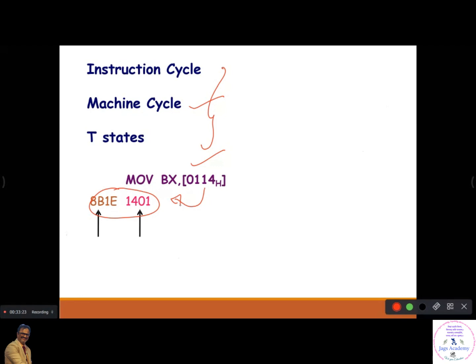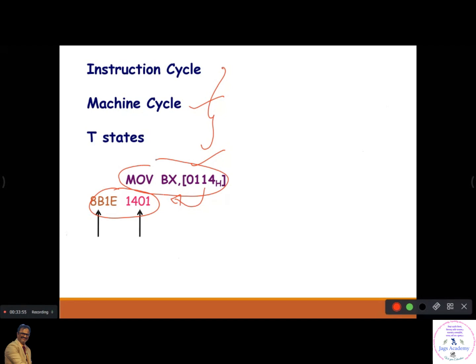It has to read the data from the memory, from the offset 0114. It is also then copying the data to the BX register. It does multiple work, and each work takes a machine cycle, and that contributes to the total instruction cycle. So taking this instruction, you have MOV BX, [0114].